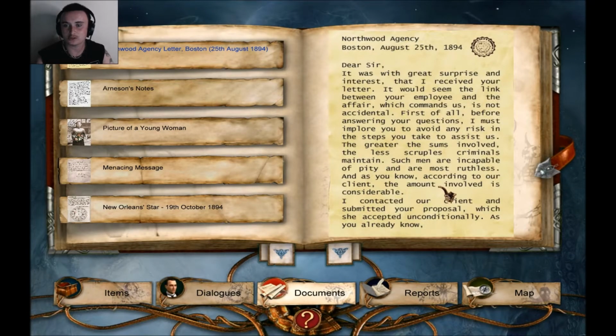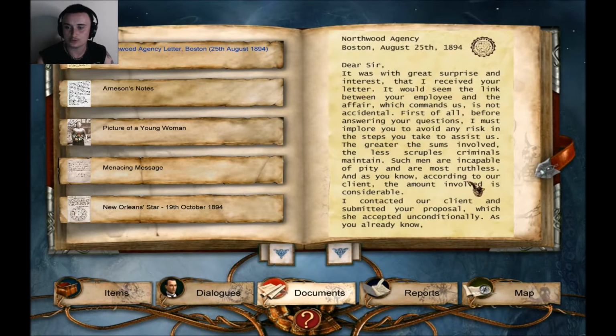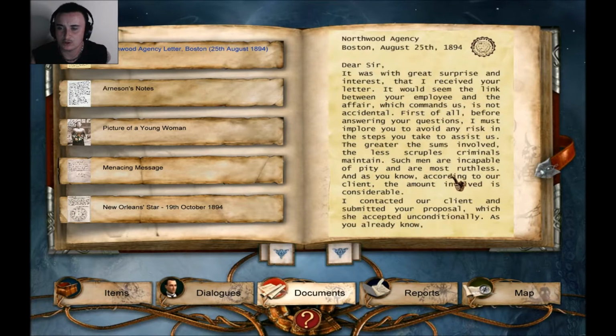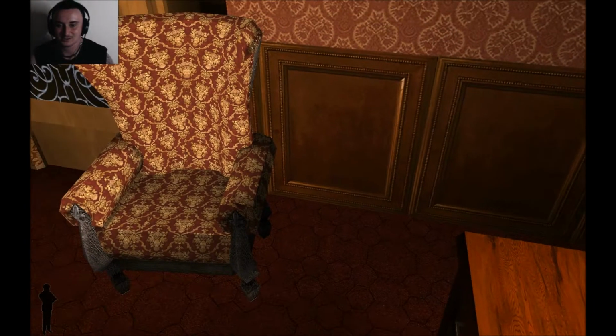Dear sir, it was with great surprise and interest I received your letter. Stolen goods. Oh. The restitution of the stolen goods is not our only goal. Fortunately, the agent... So, something about stolen goods with the Northwood Agency. Interesting. Very interesting. My thoughts exactly.